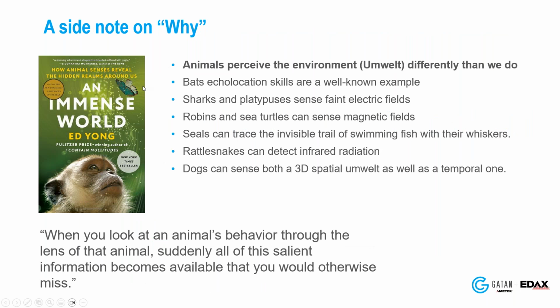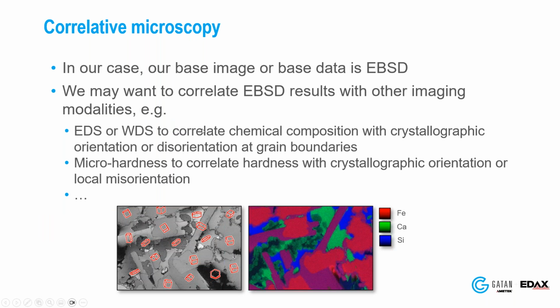I recently finished a book called An Immense World, and it's the idea of looking at how different animals look at the same environment. We all know about bats and their echolocation skills, but reading the book, I learned about how some animals can sense electric fields, magnetic fields, mechanical response in terms of vibrations, and infrared radiation, and they all create an image, essentially, of the same thing that you and I would see with our eyes. And when they do that, then they can better understand why animals behave the way they do, and understand information they see that we don't see. And the same is true with correlative microscopy. We get different views using different techniques so that we can better understand our materials.